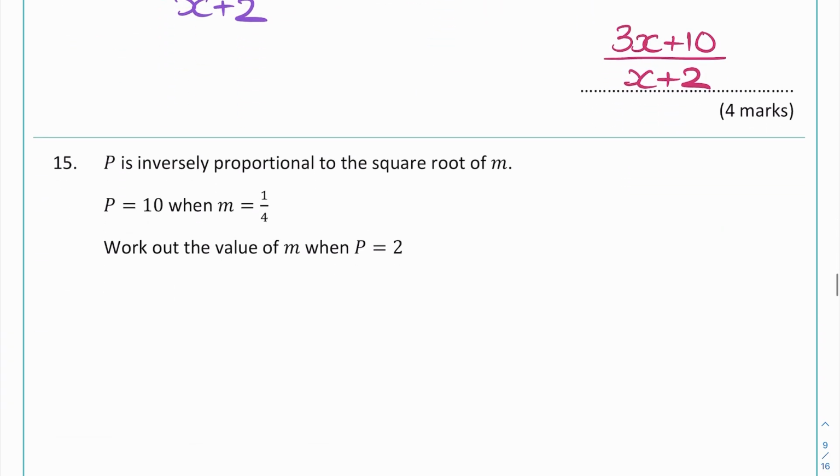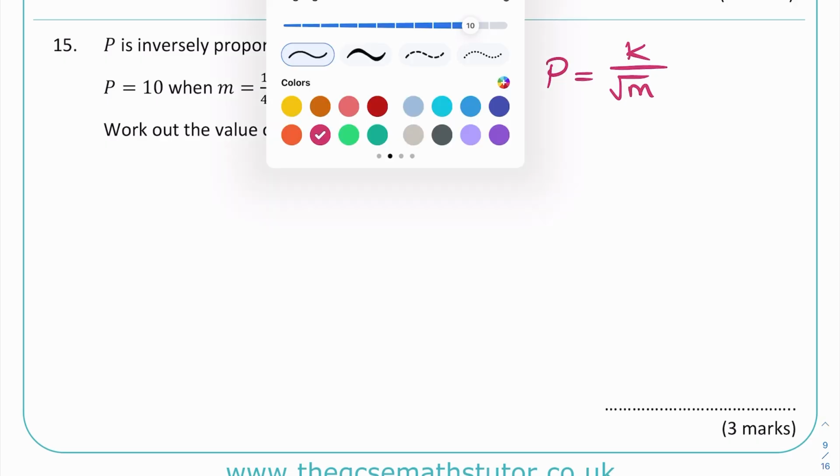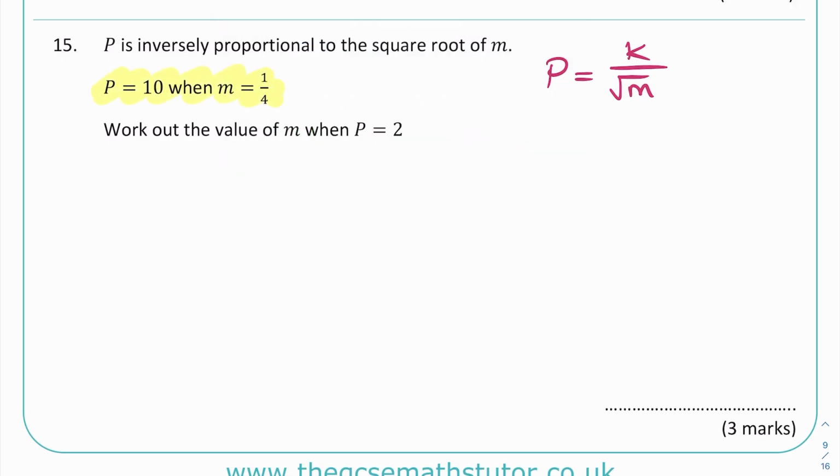And there's some algebraic fractions. Okay, so p is inversely proportional to the square root of m. Now if I write that out straight away, that's p equals k over root m, inverse proportion. It then says p is 10 when m is a quarter. Work out the value of m when p is 2. To start with, I'll focus on this little bit of information that's given to us, where it says that p is 10 when m is a quarter.